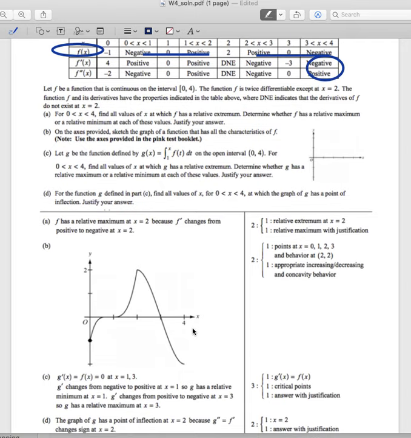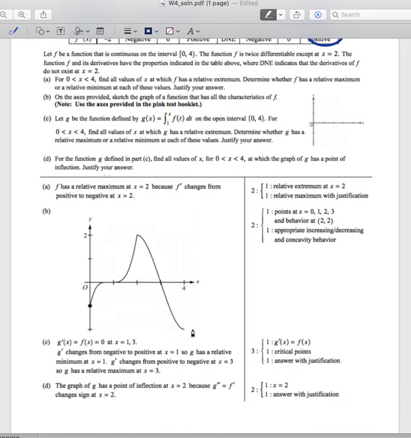Let's see what they said. They said essentially the same thing. You got a point for concluding that G prime is F. You get a point for noticing the critical points, or the critical numbers, and then you get a point with answers and justifications.